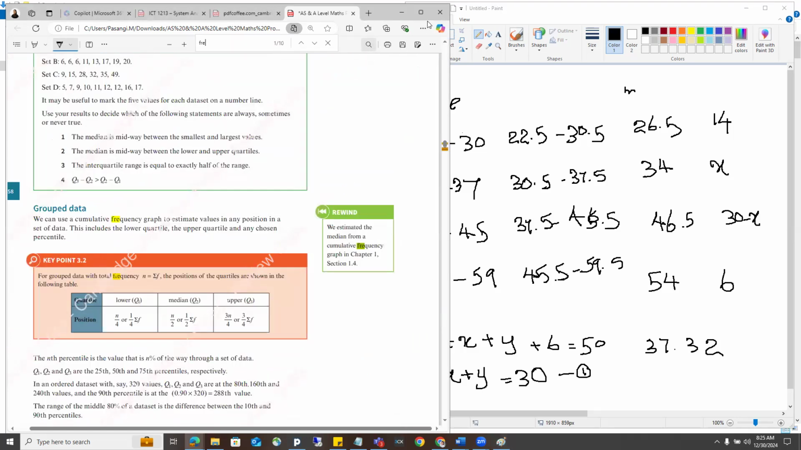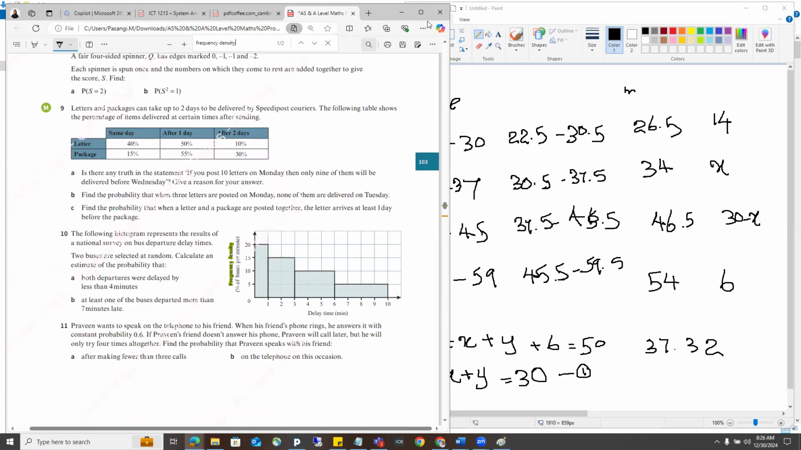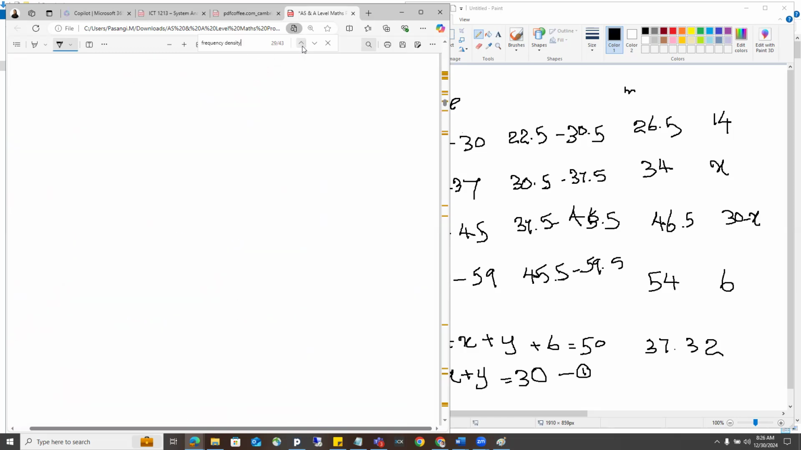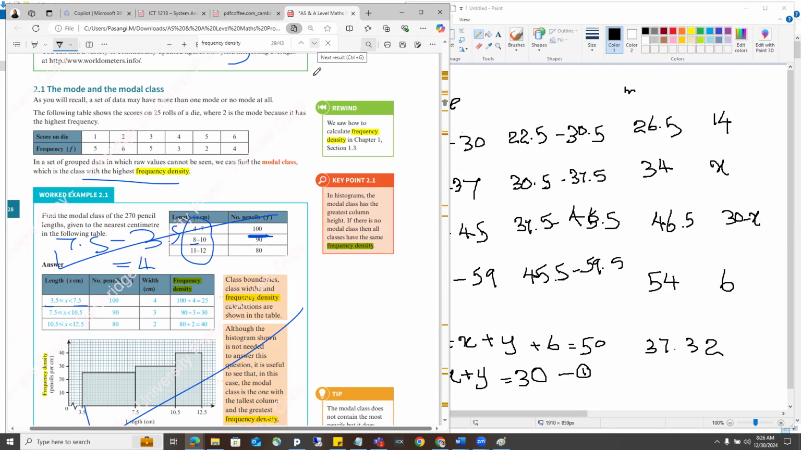Let me check. We check the value of frequency density. So you can draw a frequency graph with frequency density. Then for grouped data, the modal class has the highest frequency density and the greatest height column in the histogram. That's the theory part. These ones we already have the frequency density.